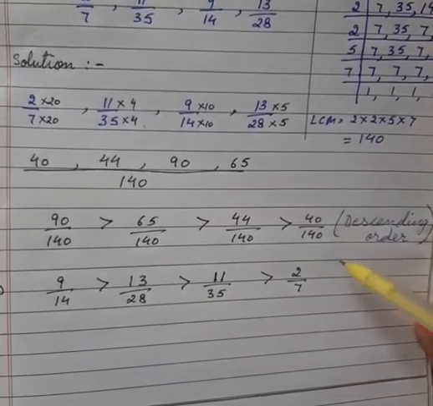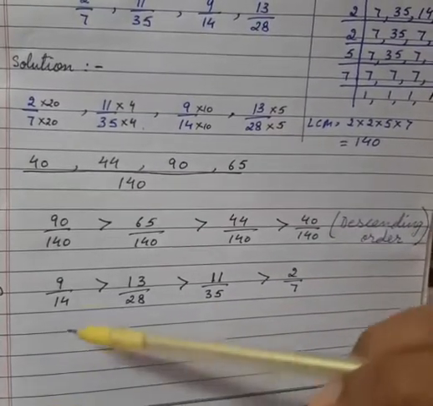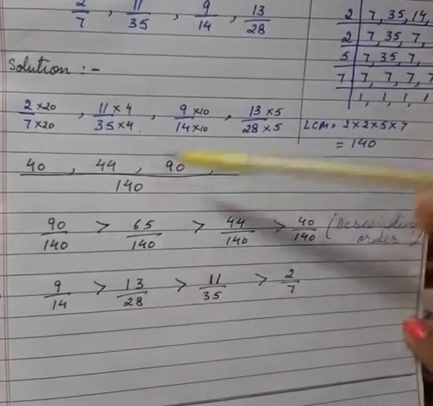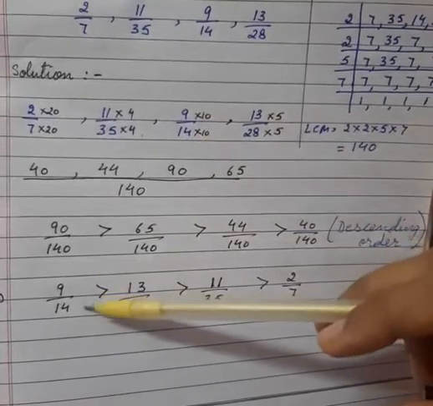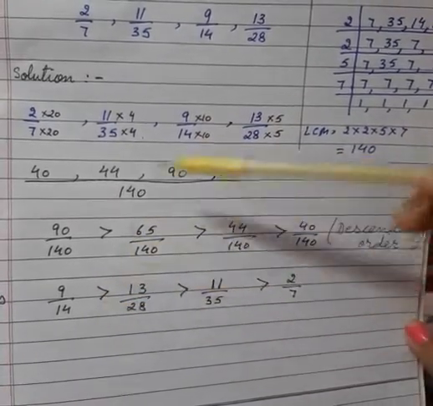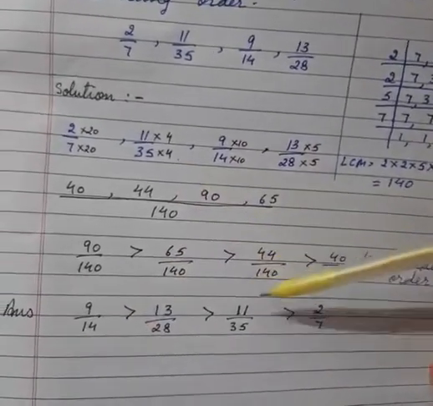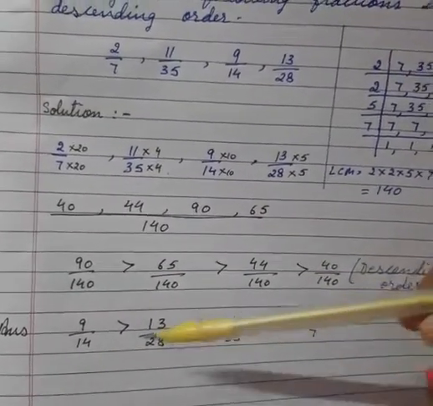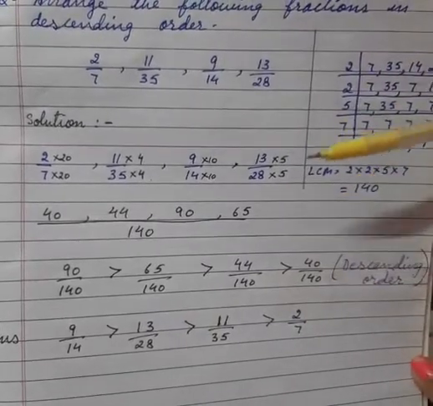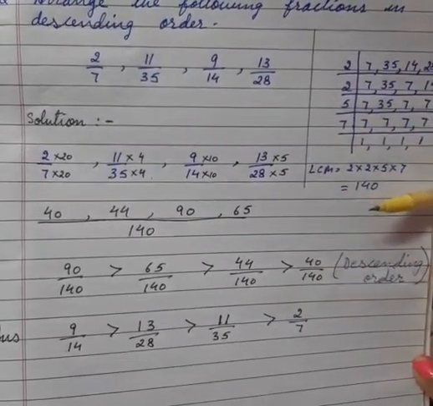That is 40 upon 140. Now as these were obtained from the fractions, that is 9 upon 14, we will write it as the greatest fraction, and similarly we will follow the others, and 2 upon 7 will be the smallest fraction. So this is the result of the descending order which we need to find out.